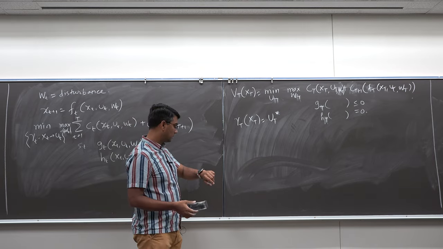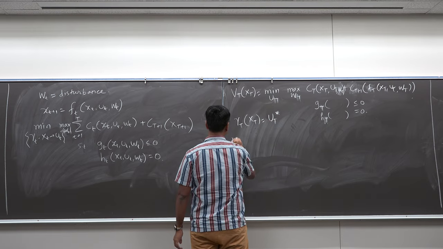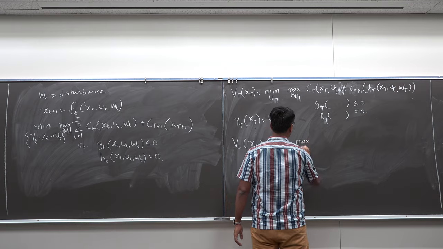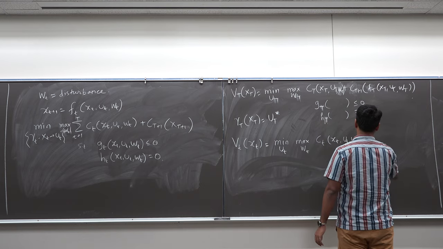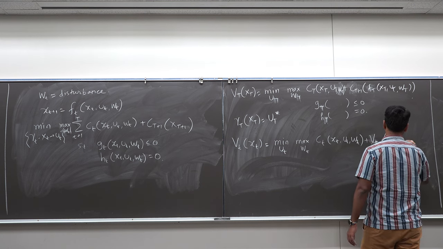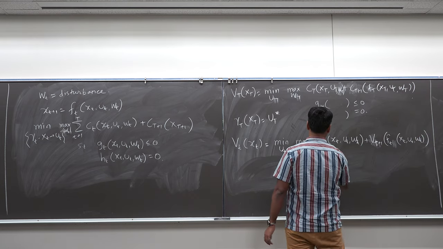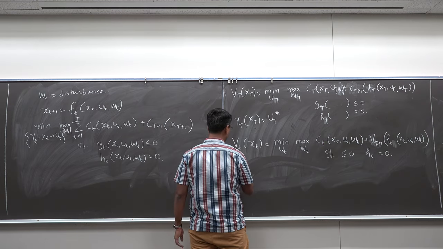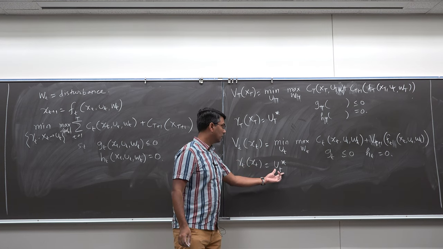So anyways, okay, this is what you do at capital time T, and then you go back one step. So I'll just write what V_T of X_T looks like. It's the same thing: minimum over U_T, maximum over W_T, of C_T(X_T, U_T, W_T) plus V_{T+1}(F_T(X_T, U_T, W_T)). So you get the min-max as the value function, and then gamma_T(X_T) is U_T star, the optimal solution. The minimizing value of U_T is what you store in gamma_T.